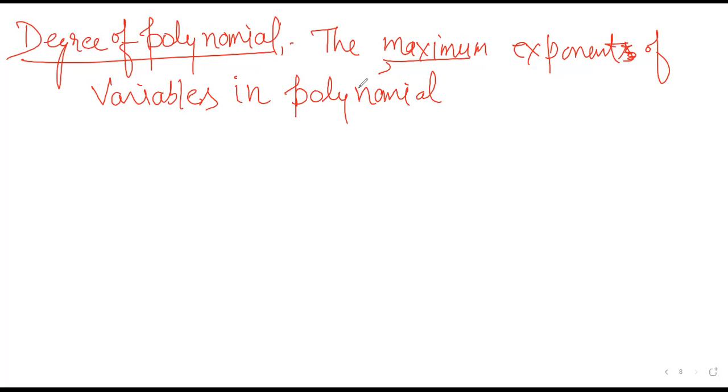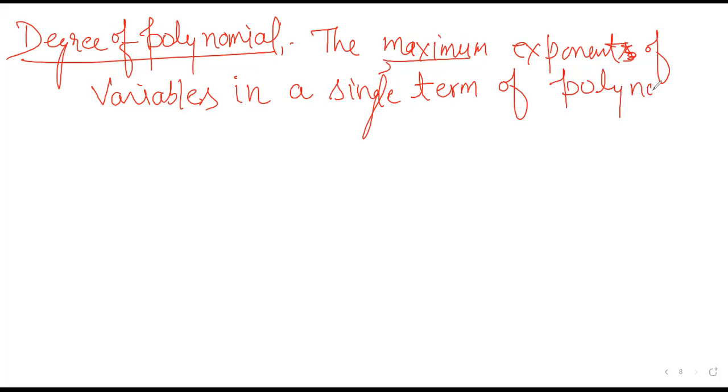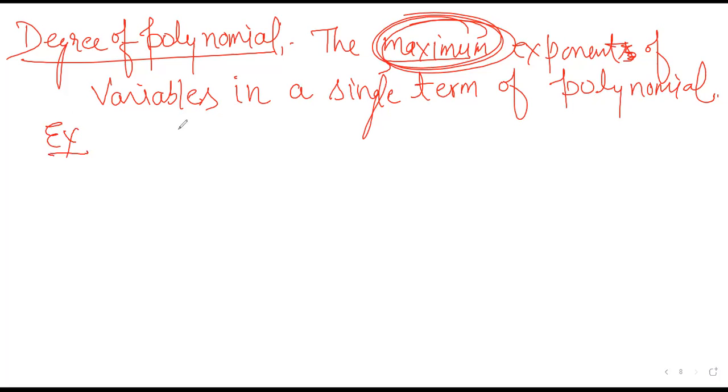The maximum exponent of variable. No, not polynomial. Polynomial, I will use this one later. The maximum exponent of variables in a single term of polynomials means the maximum, highest, greatest exponent of variables in a single term of a polynomial. Let us take some examples.